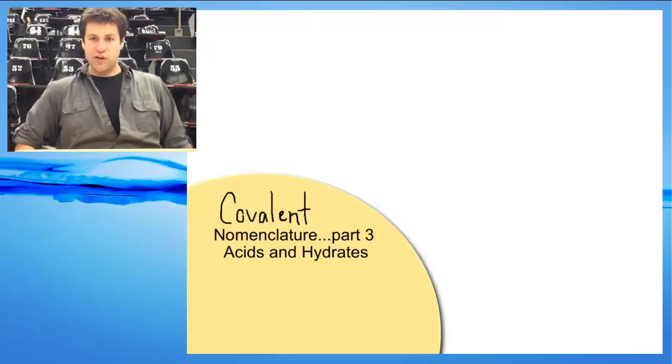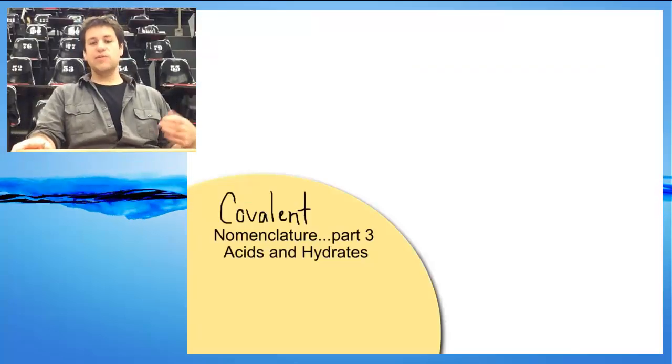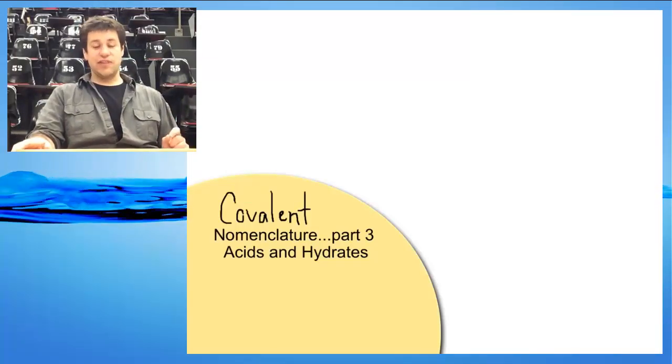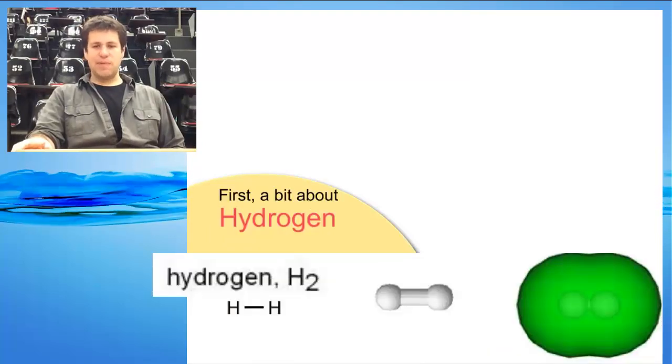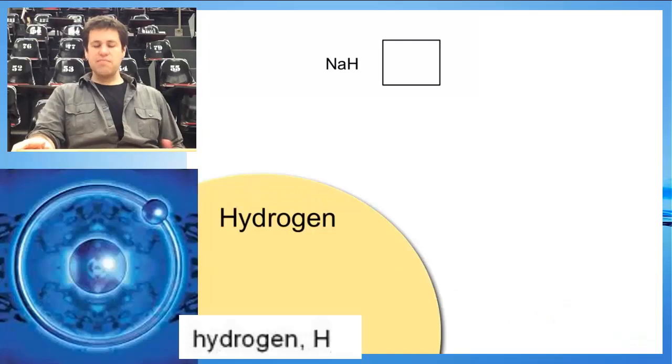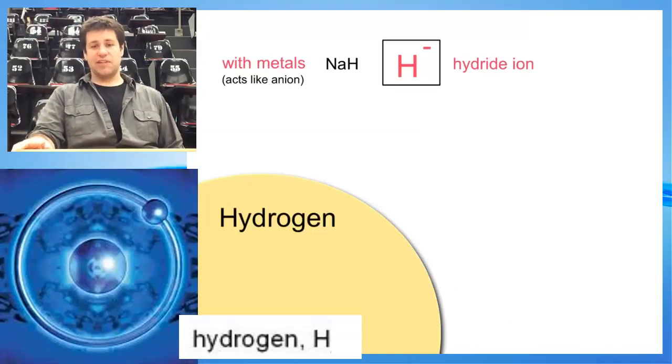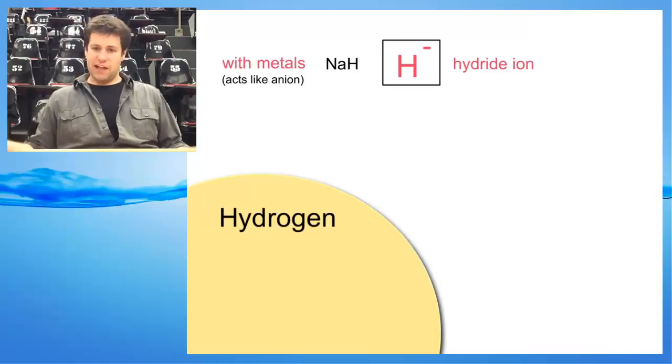For the last chunk of covalent nomenclature, we're going to deal with acids and hydrates, which, if you look very carefully, have one thing in common: hydrogen. Hydrogen's kind of a pain, but it's very useful. With metals, hydrogen's going to act like an anion. It acts negatively. The metal takes on a positive, hydrogen takes on a negative.